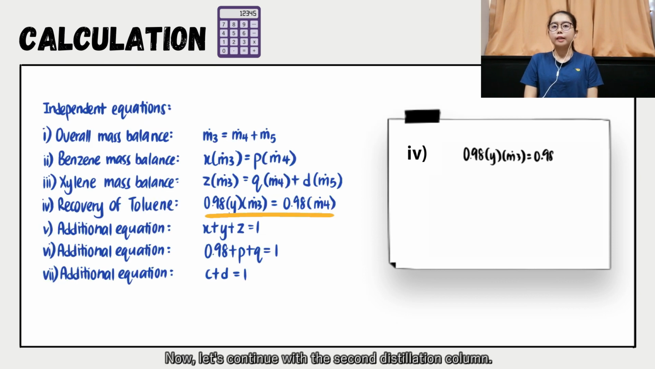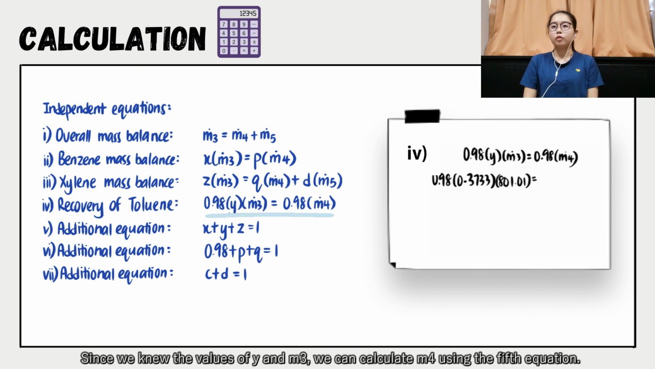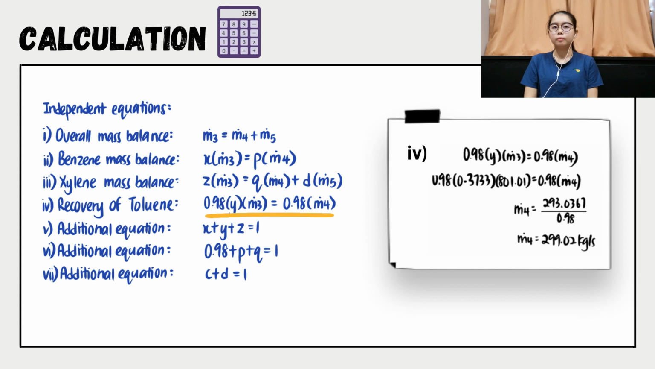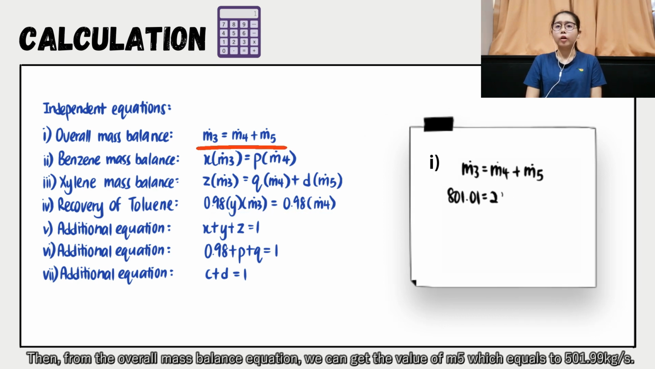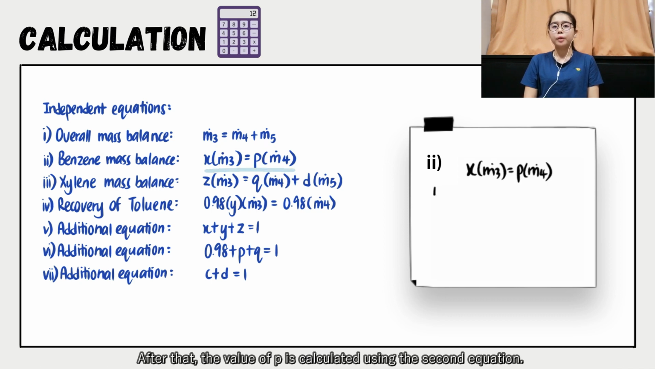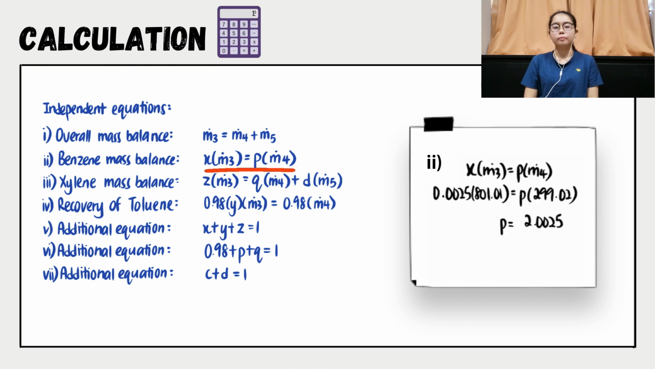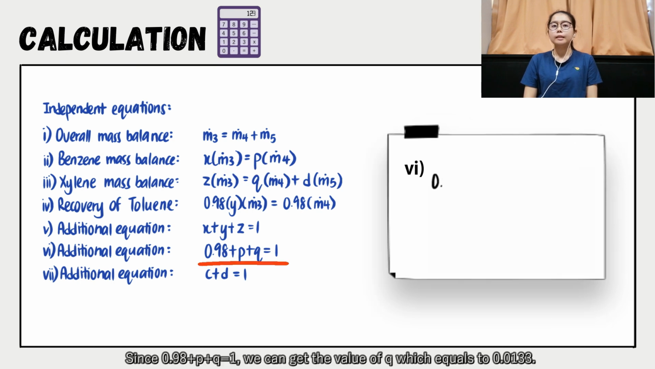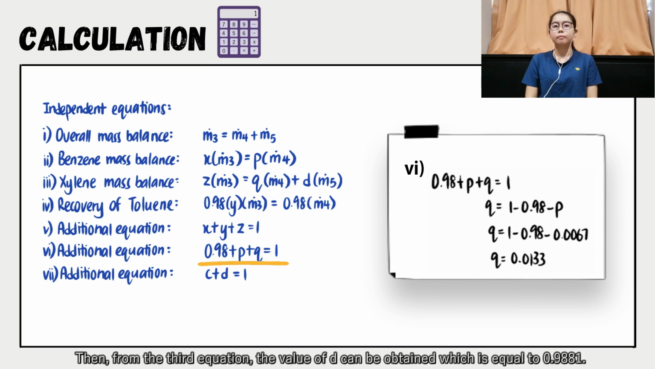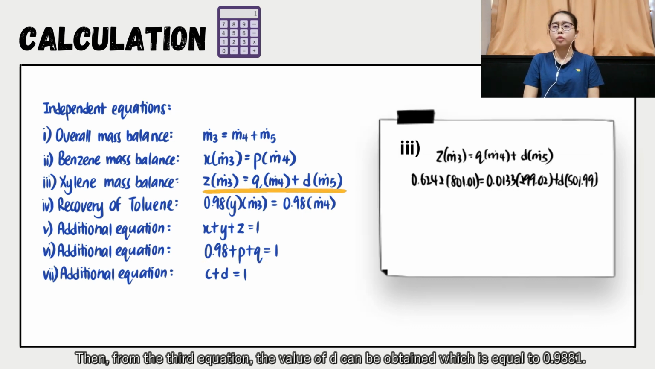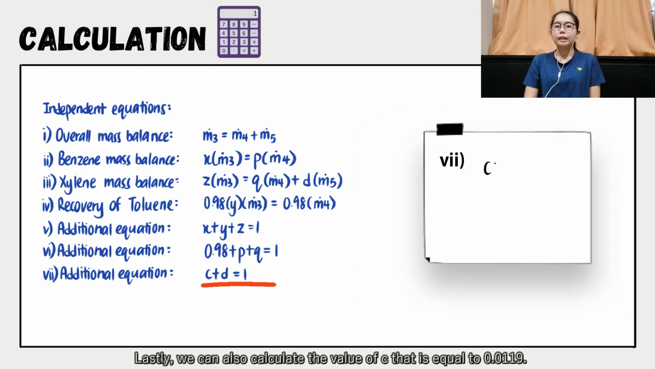Now, let's continue with the second distillation column. Since we know the values of Y and M3, we can calculate M4 using the fifth equation. Then from the overall mass balance equation, we can get a value of M5 which equals 501.99 kg per second. After that, the value of P is calculated using the second equation. Since 0.98 plus P plus Q equals 1, we can get the value of Q which equals 0.0133. Then from the third equation, the value of T can be obtained, which is equal to 0.981. Lastly, we can also calculate the value of C, which is equal to 0.0119.